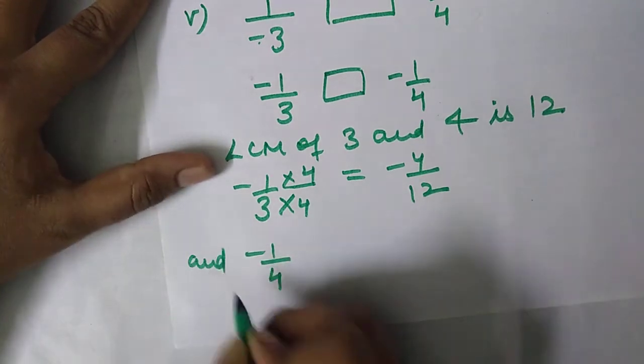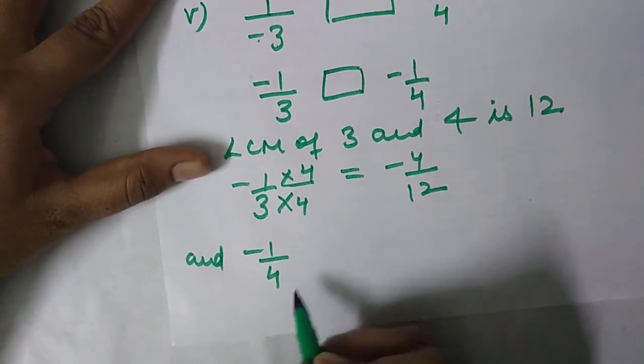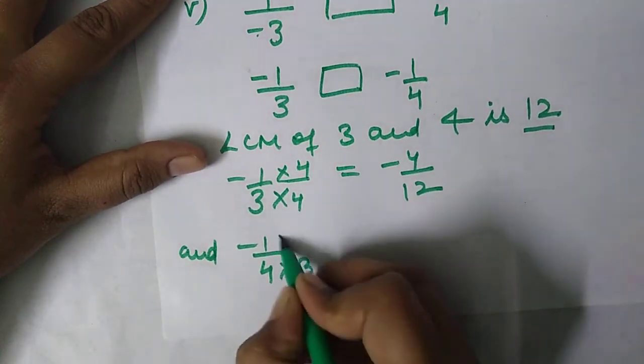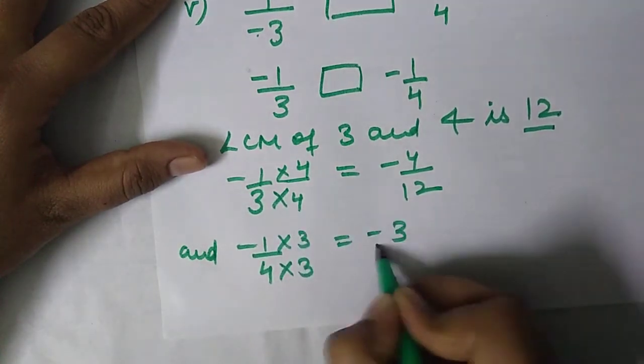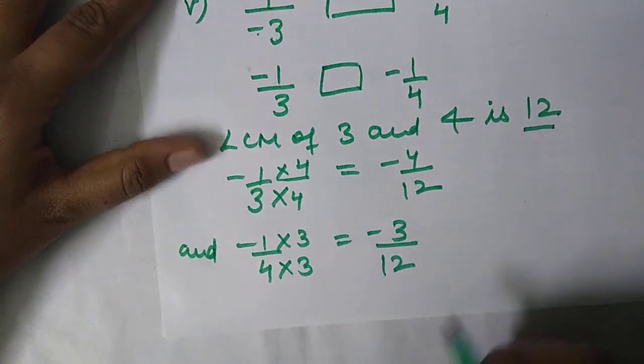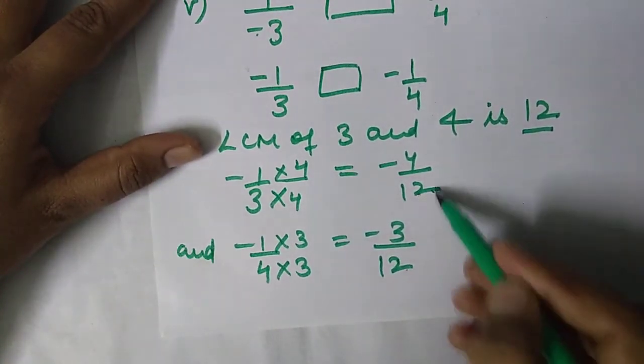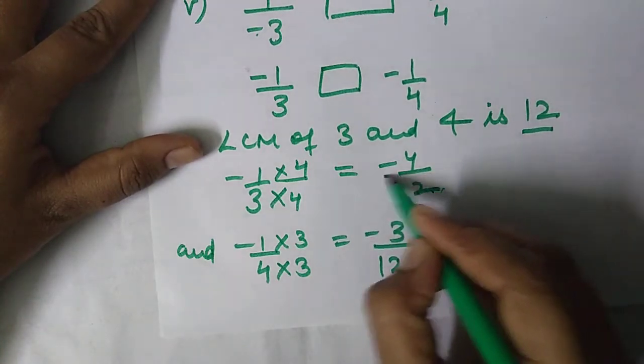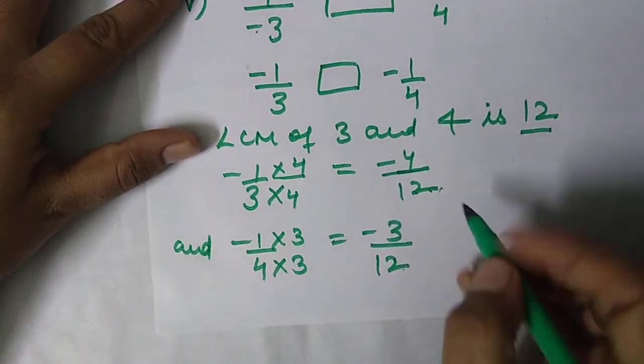Now this is the second fraction I am taking. I have to make the denominator equal to the LCM, that is 12. For that I have to multiply it with 3. So it is minus 3 by 12. Now both have the same denominator. We have to check the numerator now. Greater the numerator, greater will be the number.